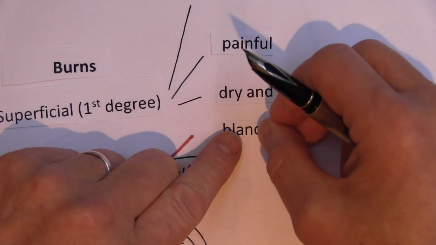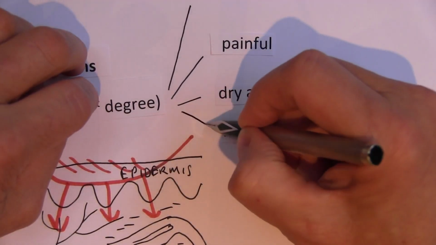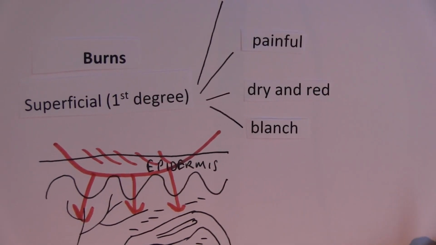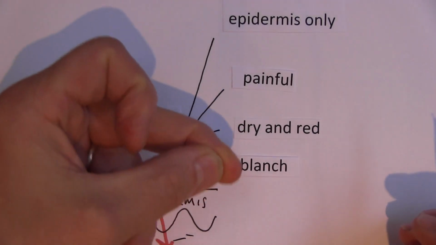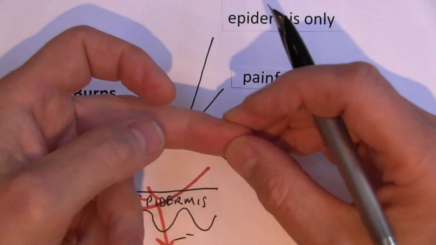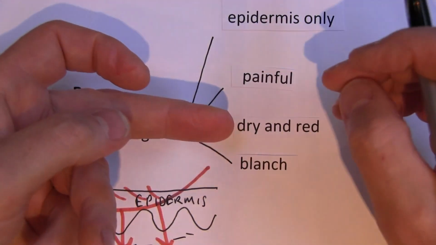And these burns are going to blanch normally. The superficial burns are going to blanch normally. So they're going to blanch and they're going to reperfuse normally.